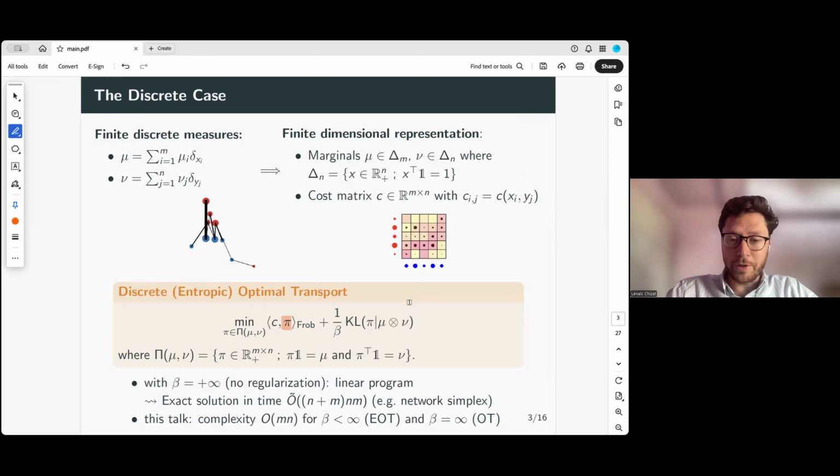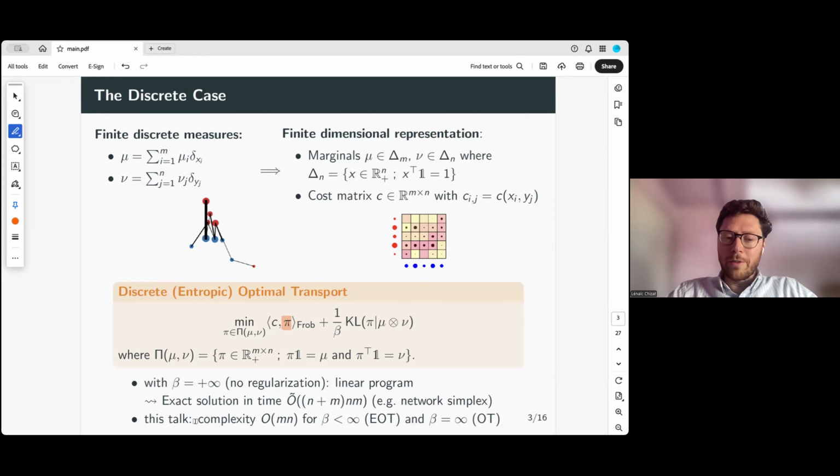So when beta is plus infinity, which means the case where we have no regularization, the standard optimal transport problem, this is a finite dimensional linear program, a linear objective function over a polytope that you want to minimize. And it has a specific structure. So you get very efficient algorithms. In particular, you can solve it, for instance, with the network simplex algorithm, and you'll get a complexity (n plus m) times nm, essentially cubic in the size of the vectors that you want to transport.